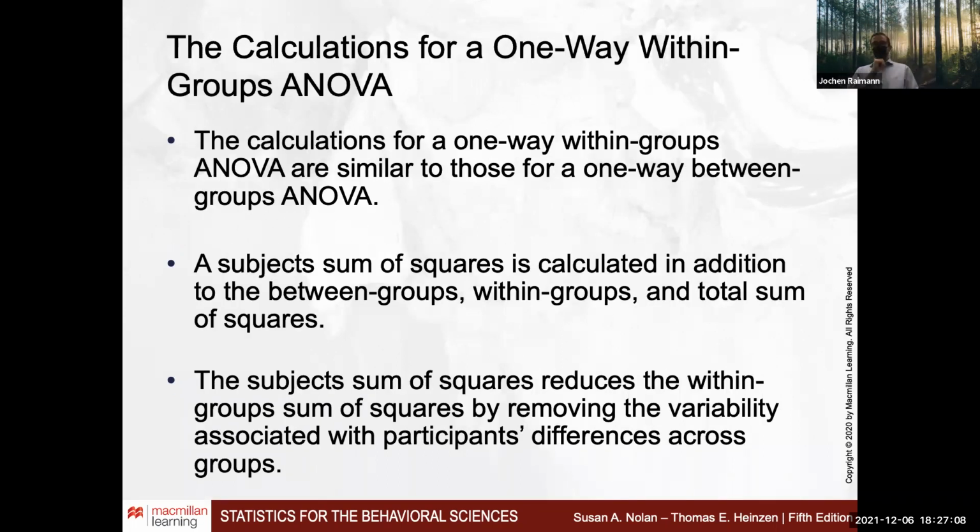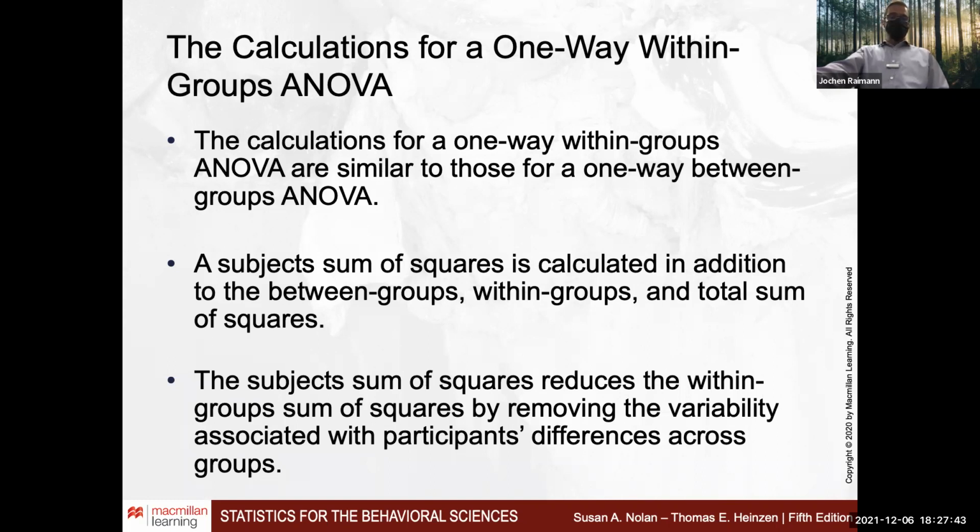The calculations are not entirely similar. Well, they're very comparable. You just have to deal with this additional dimension of the subject, which makes it a little tricky, but not too tricky. In addition to the within groups and the between groups sum of squares, you also get a subject sum of squares, which is calculated in addition to that. You also get an MS subject, so you get a standard error on the subject level, and you also get an F-score for the subject level.